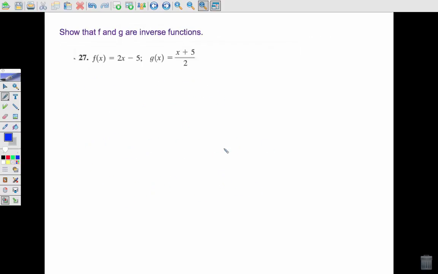I want you to try this one on your own in your notes. So you have two functions. I want you to show that they're inverses, meaning you need to show that this equals x and that this equals x.